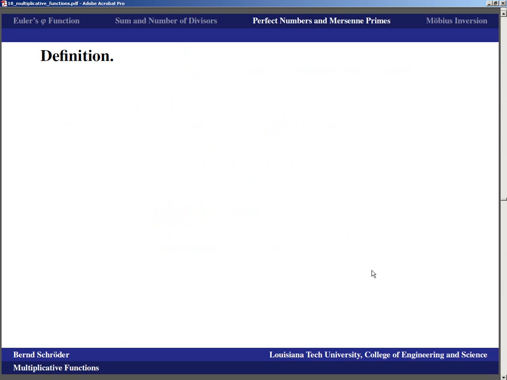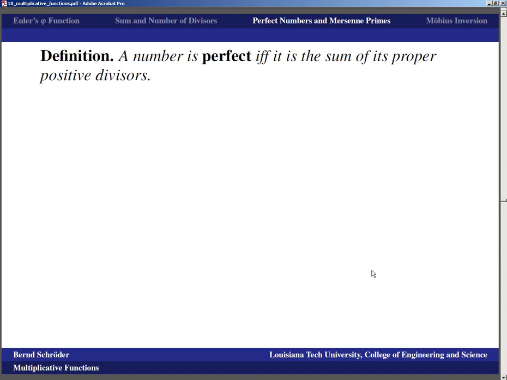Now we're going to talk about perfect numbers and Mersenne prime numbers. This is something that again goes way back to the ancient Greeks, but Mersenne prime numbers are something that people are interested in because it pushes, again, the boundaries for primality testing. So a number is perfect if and only if it is the sum of its proper positive divisors.